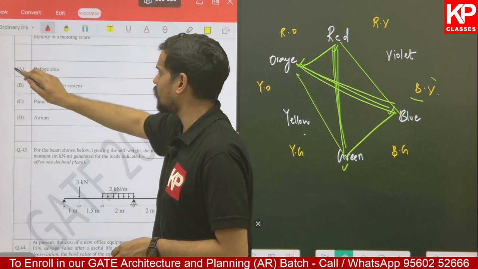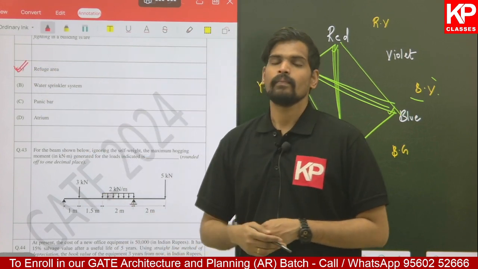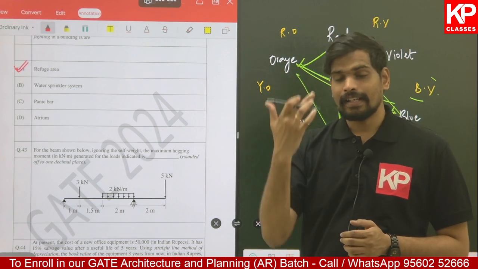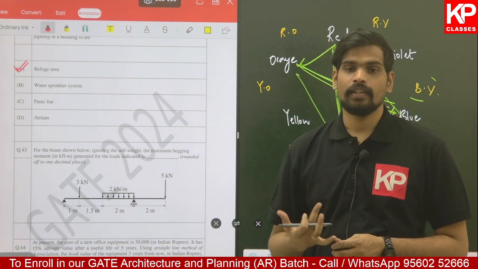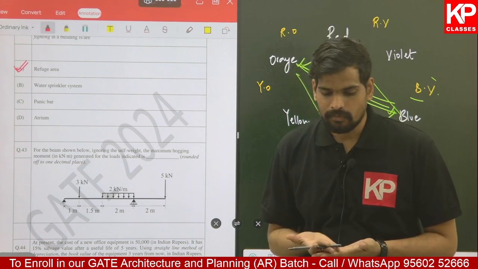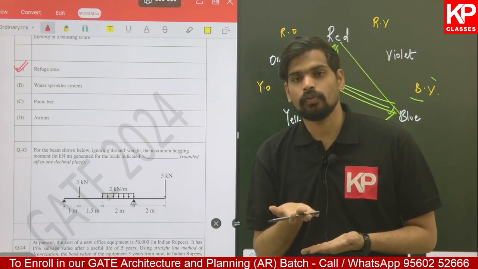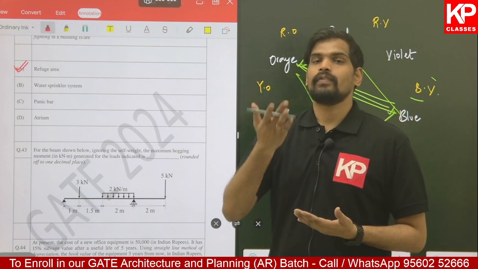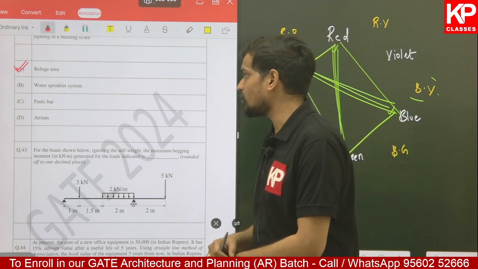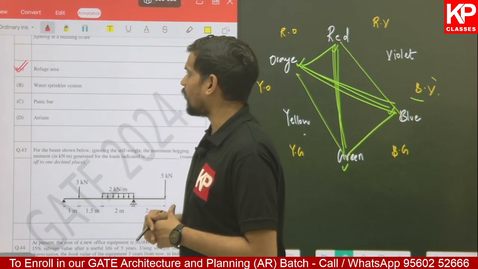Refuge area absolutely is a component of firefighting. Refuge area is provided in high-rise buildings. There are guidelines on how much the refuge area should be, generally calculated for the population of the present floor and the floor just above it, for the two floors. And there are guidelines after which level you should provide the refuge area and so on. So refuge area is a part of firefighting.